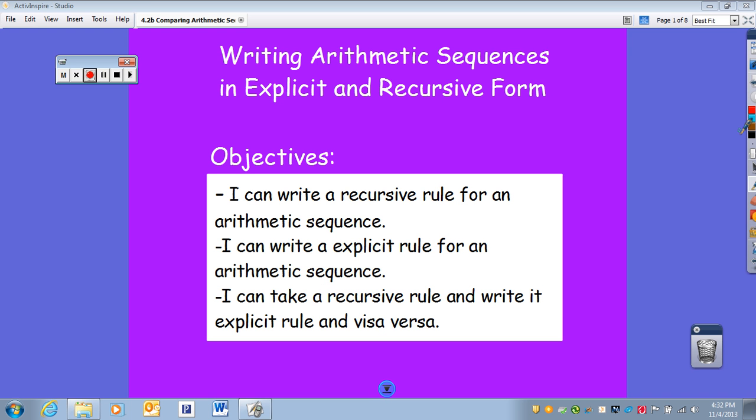In this lesson, we are going to be writing a recursive rule for an arithmetic sequence. We are going to be able to write the explicit rule for the arithmetic sequence, and then we're going to be going from one form to the other.